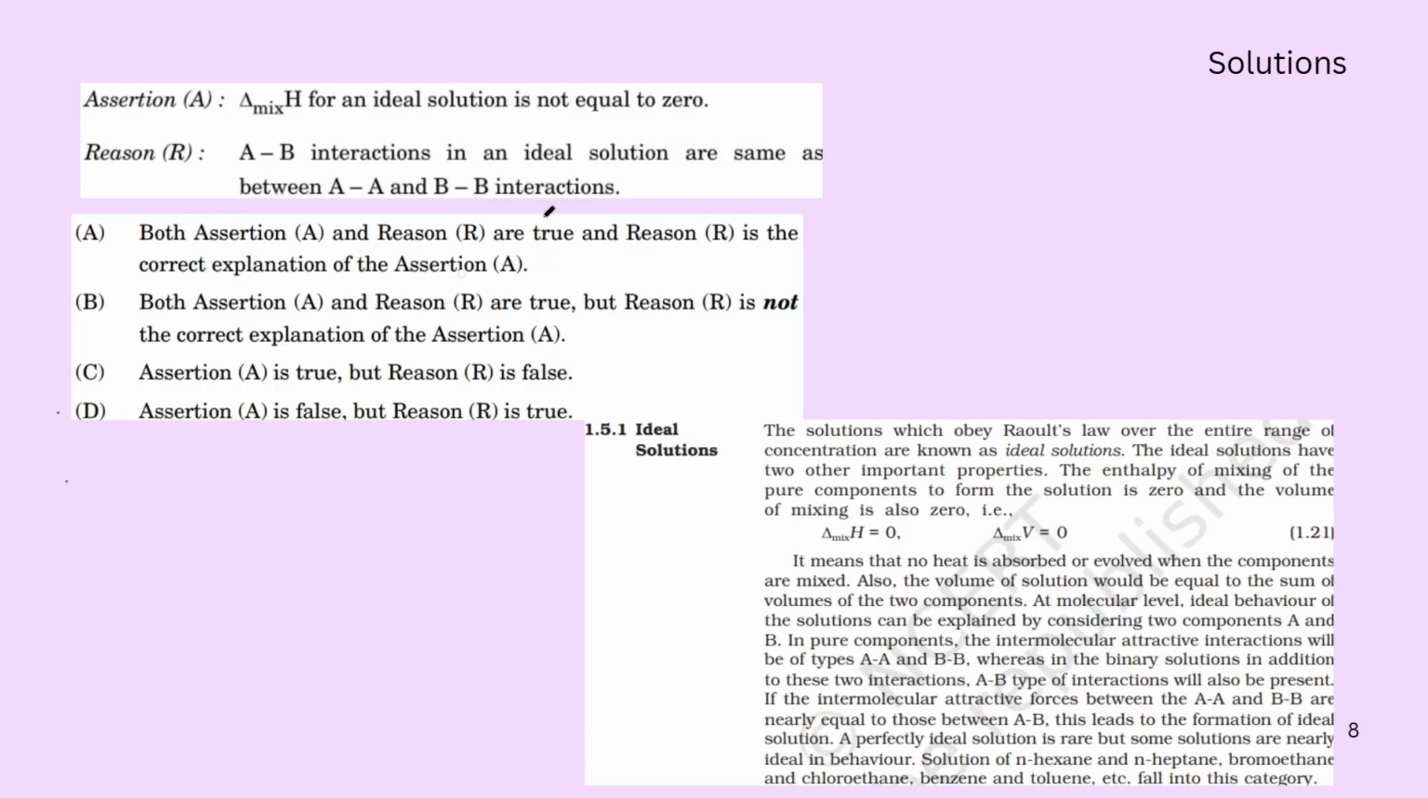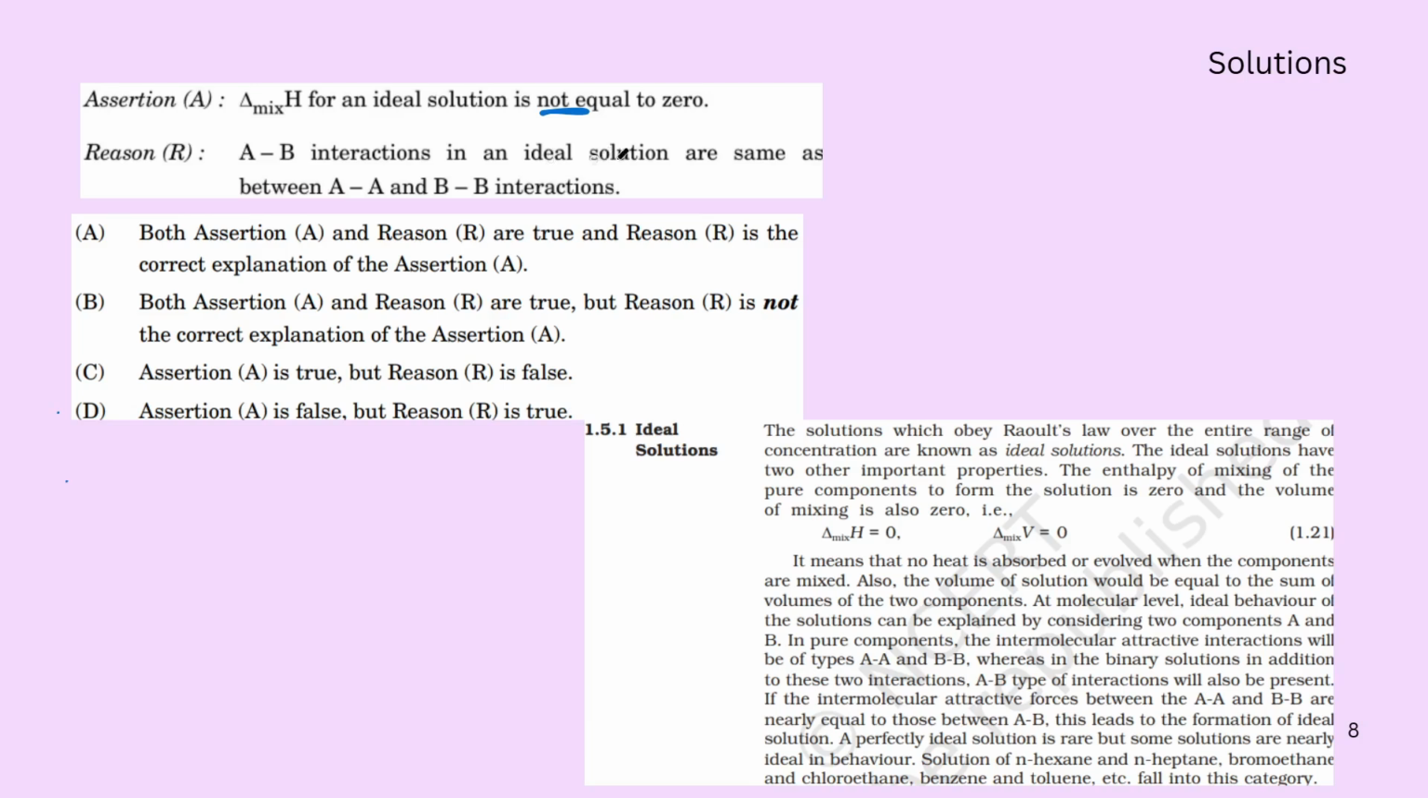All right, the next question is also related to Raoult's law and the ideal and non-ideal solutions. You've been given: delta H mix for an ideal solution is not equal to 0. Again, remember to read your questions properly, because I could easily have missed the word not and just said, oh yeah, the assertion is right. But that's not the case.